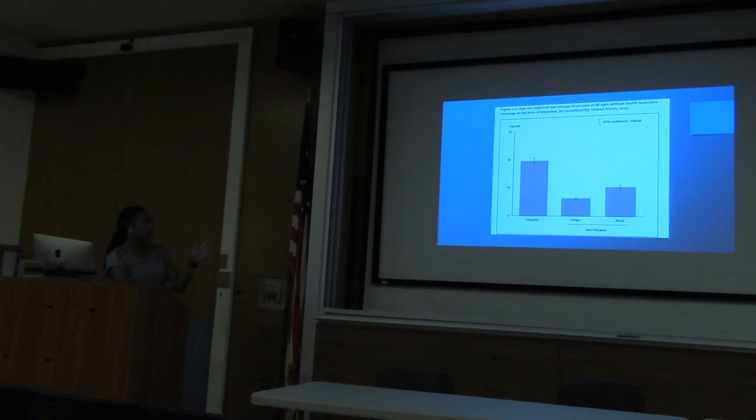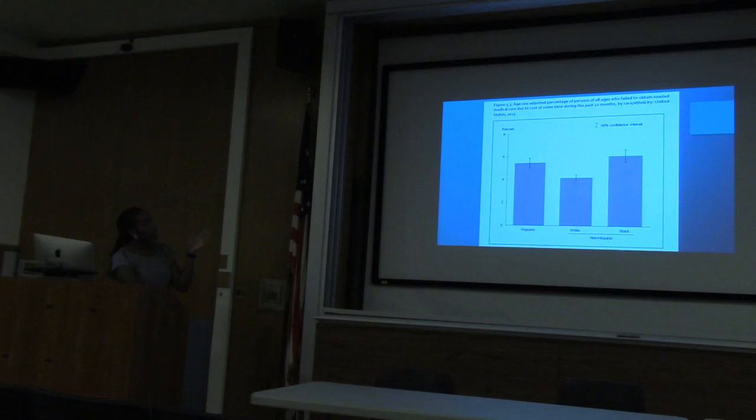And then the next graph is similar, age and sex adjusted for those who failed to obtain medical care due to cost at some point within the last year. And again, you see the disparities of Hispanic and non-Hispanic Black compared to white.